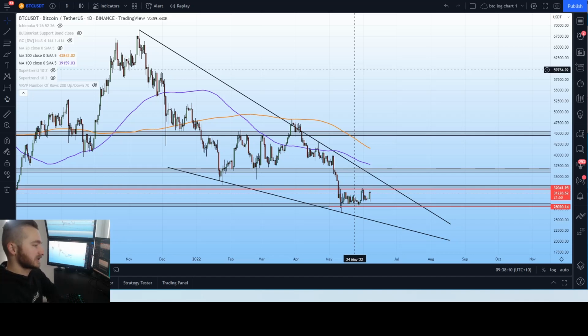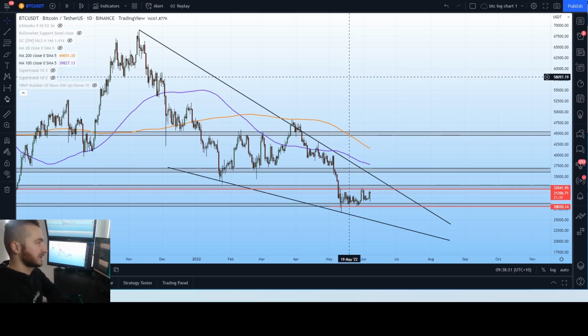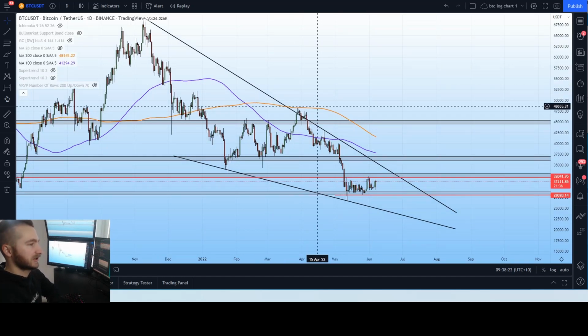What we're talking about today is what needs to happen for us to turn bullish on the short term, what needs to happen for us to turn bullish on the macro, and can we enter a new bull market? These are the topics we're going to be discussing today in a little bit more detail, so if you're interested, make sure to stick around to the end of the video.